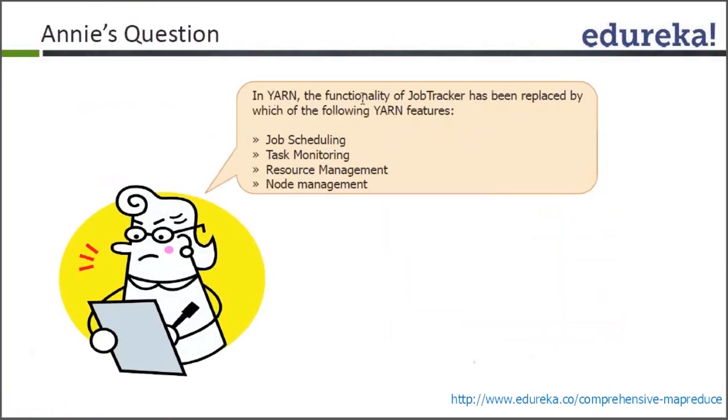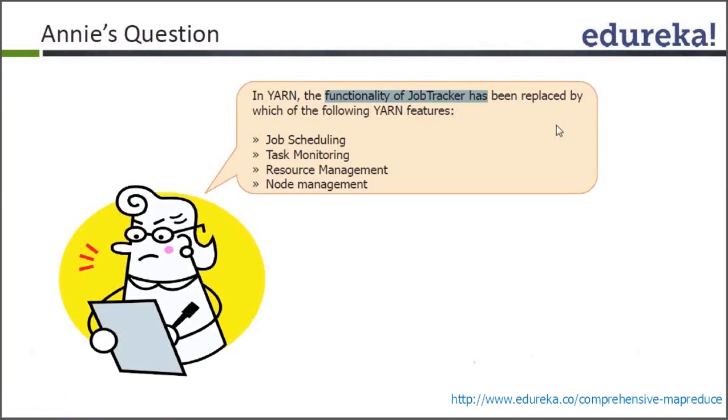The next question: in Yarn, the functionality of the job tracker has been replaced by which of the following Yarn features? So what are the two things where a job tracker had a difficulty? The job tracker was taking care of the life cycle of your job, plus it was taking care of the resource management part of it. These are the two things a job tracker was doing.